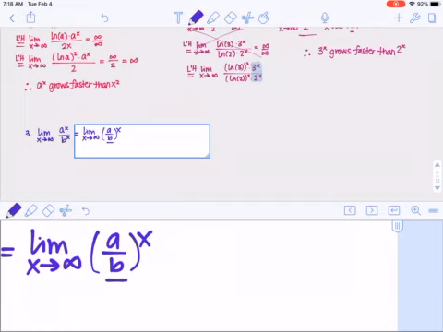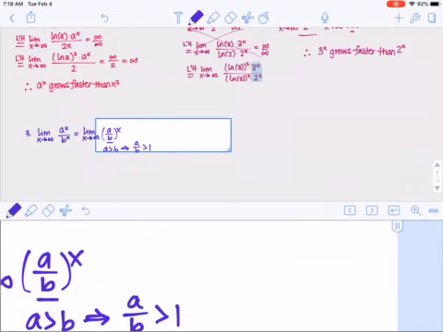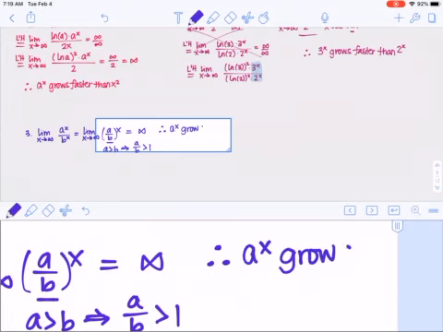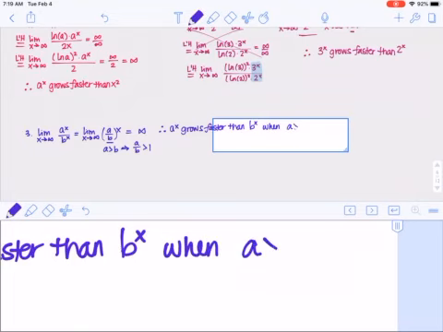All right, since a is greater than b, that means that a over b is greater than 1. Okay, and so we know this is exponential growth, therefore it's infinity. So therefore, a^x grows faster than b^x when a is greater than b is greater than 1.